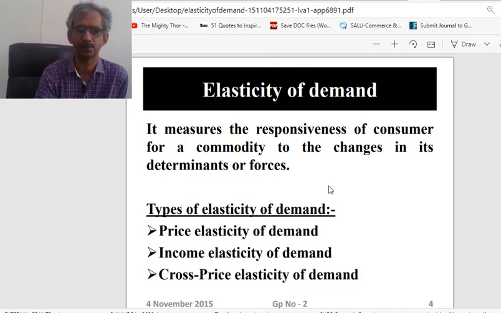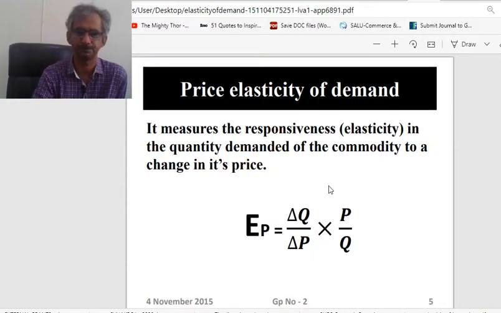The types of elasticity of demand: the price elasticity of demand, the income elasticity of demand, and the cross price elasticity of demand.